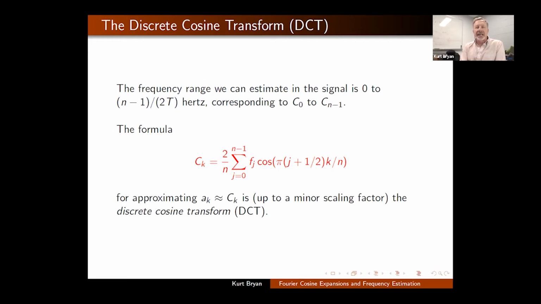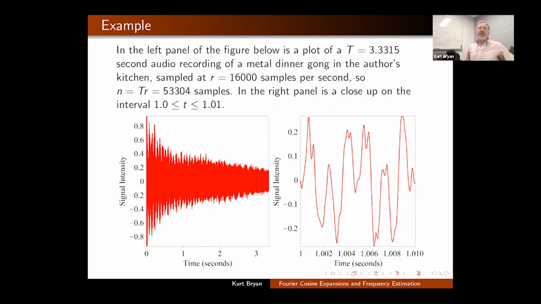I'll show you an example of what I did on my phone. What you see there on the left is a graph of an audio signal that I obtained from my iPhone by whacking a big metal dinner gong I have in the kitchen. It makes the most pleasing sonorous sound when you hit it. I sampled the audio signal from that thing for 3.33 seconds, sampling it at 16,000 samples per second, so a total of about 53,000 samples.